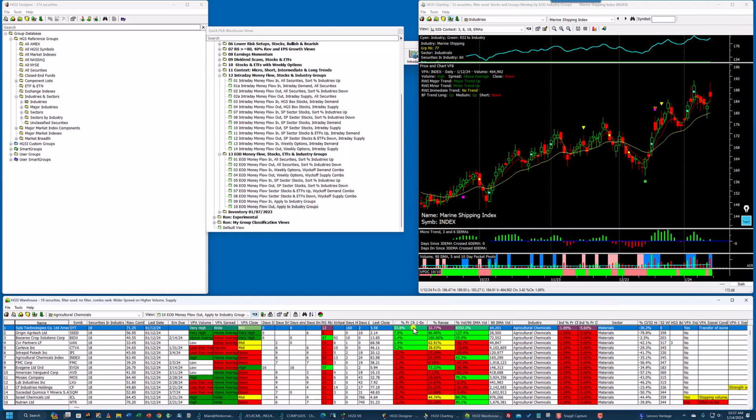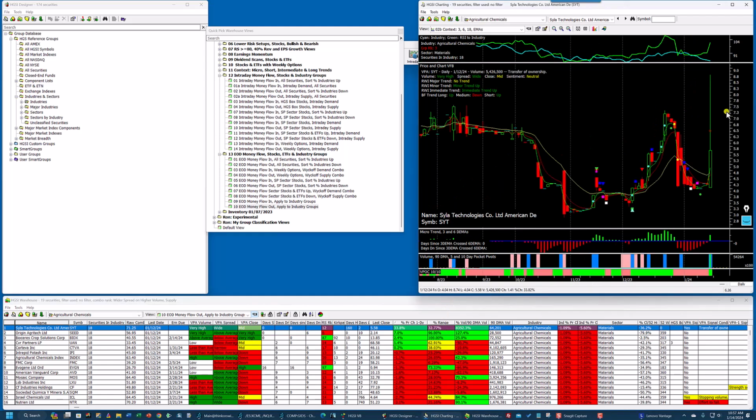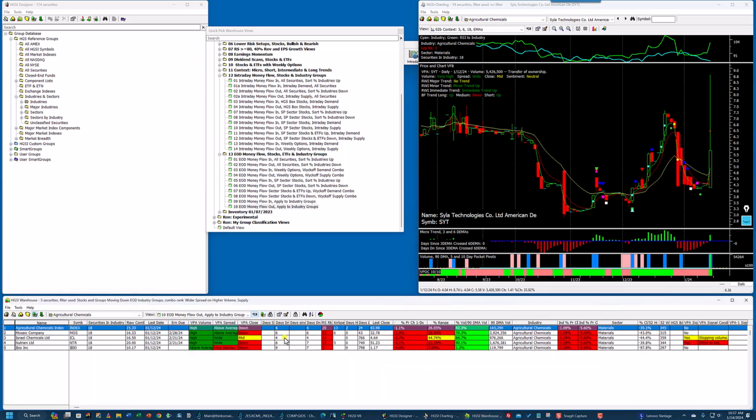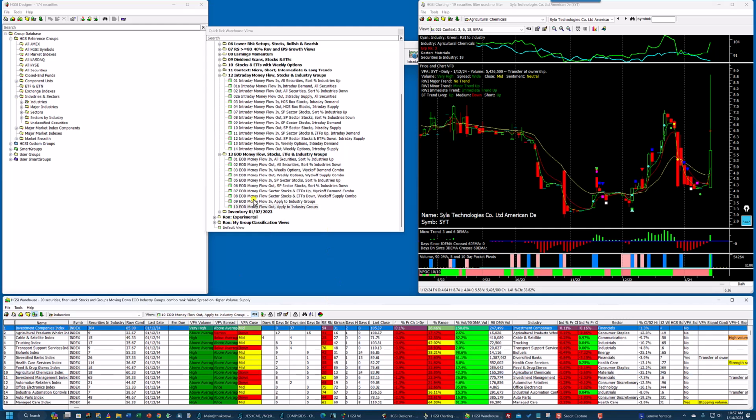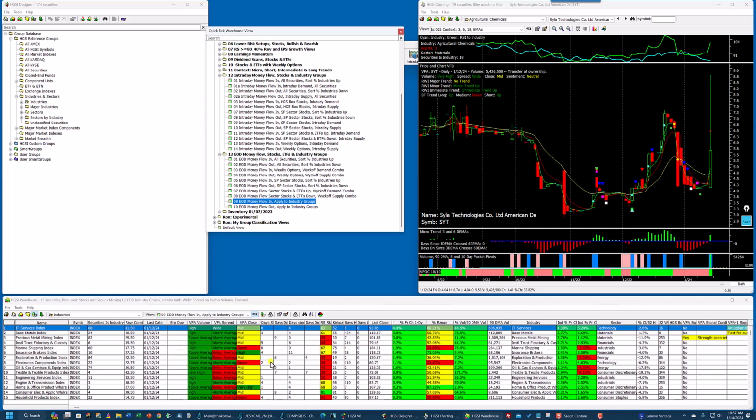Here's one that was actually up 33%. Look at that volume. It only trades 64,000 shares, so wow, highly speculative. If I reapply this, it's just going to show the down. So I primarily put these in here because I just wanted to get a quick read on the industry groups where the money was flowing in and out.